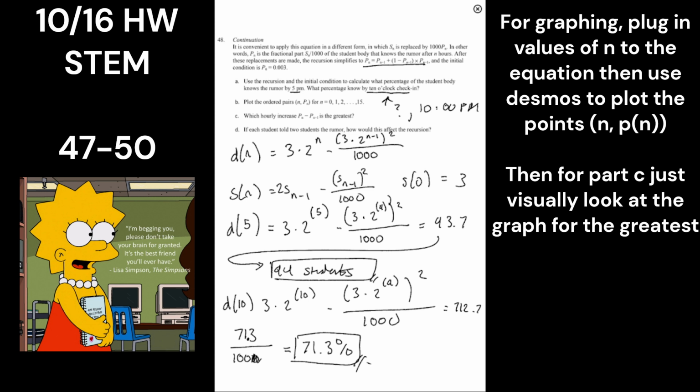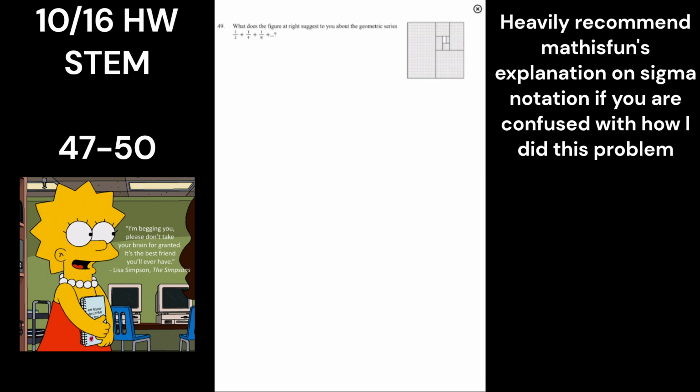So hopefully that made sense with this d of n function I created. But yeah, otherwise, that should be right. So moving on to the next one. Okay, this question is going to be a very short one. You're looking at the figure at the right and you're making an interpretation about the geometric series. I would heavily recommend to do this problem by yourself, to come up with your own idea of what this figure right here means in the sense of a geometric series.